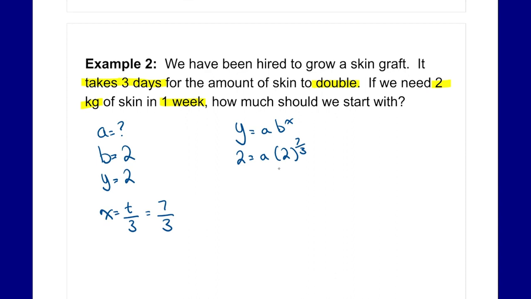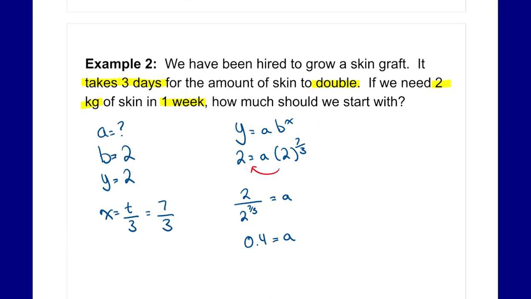I can move the 2 to the power of 7 over 3 over, because that is just a number. So 2 divided by 2 to the power of 7 over 3 is going to equal A. And for the A value, I get 0.4. Therefore, I need 0.4 kilograms or 400 grams of skin, so that in a week I will have the 2 kilograms needed for this skin graft. It's just about figuring out what values we have, plugging them into our equation, and then rearranging to solve for A. It's not too much of a calculation.